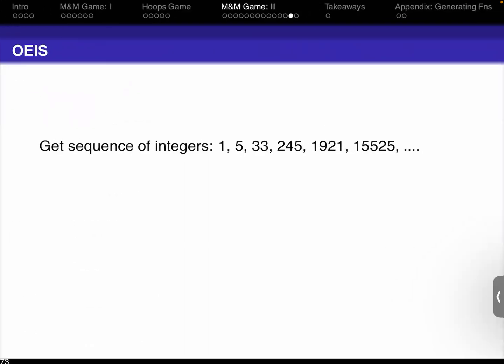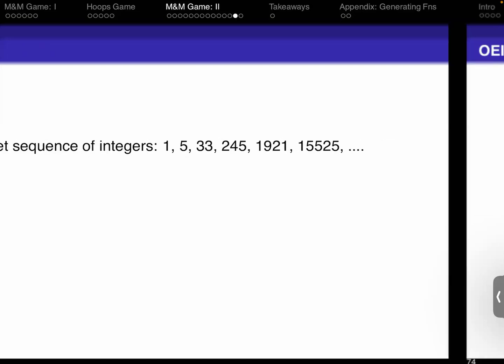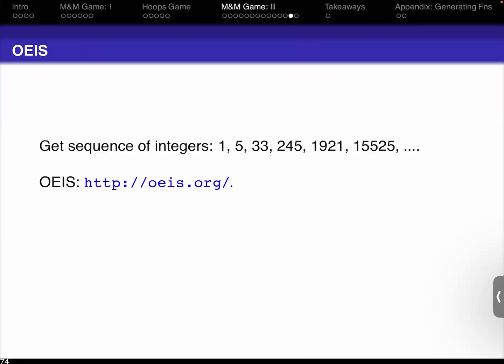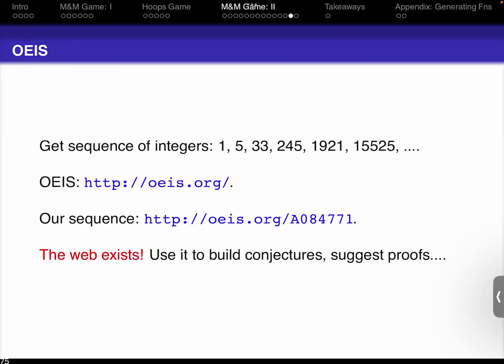So it's the Online Encyclopedia of Integer Sequences, the OEIS. It's an incredible website. You go to the website, you give it your sequence of integers, and it tells you everything it knows about that sequence. It'll tell you where it occurs. Here are some references, here are some formulas, here are some asymptotic behaviors, here are some defining equations. So just go to oeis.org.